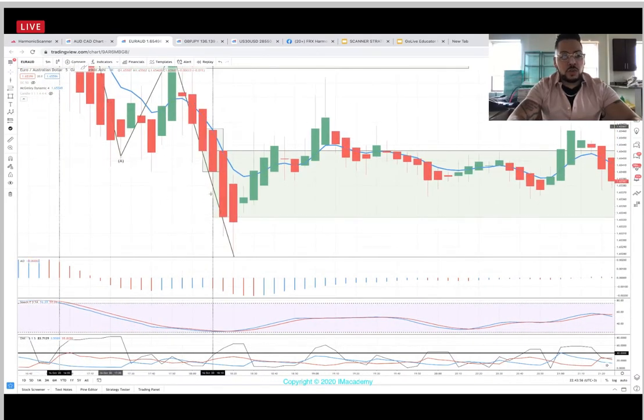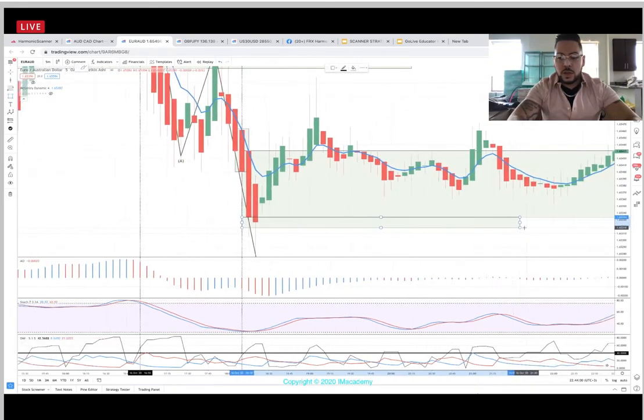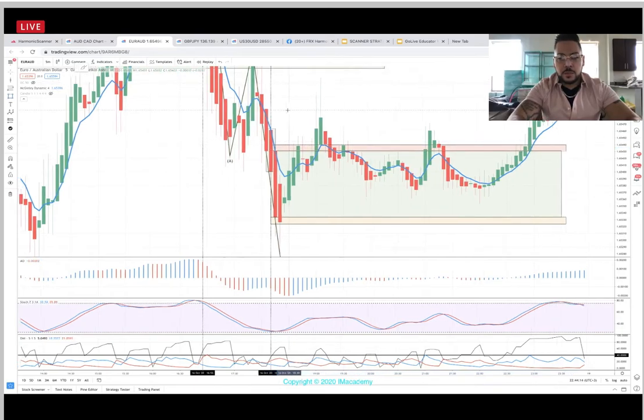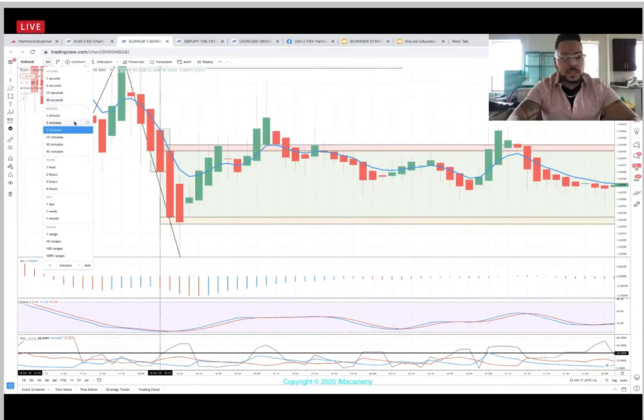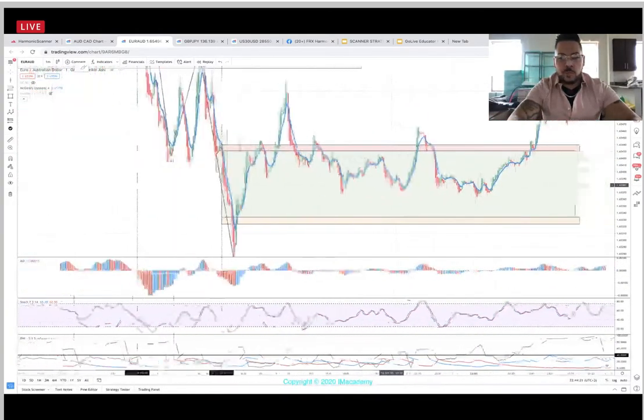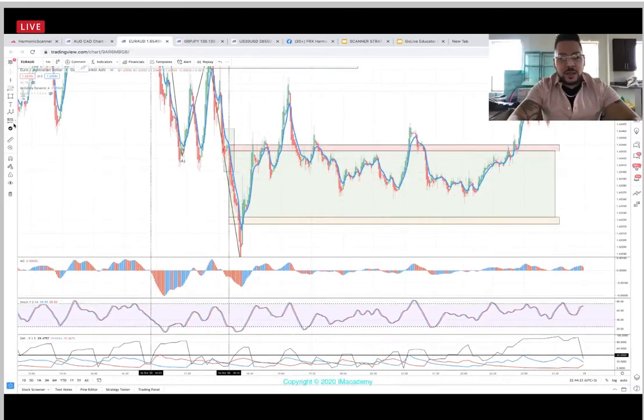Remember the entry. You do not enter the trade if it closes below, and you do not enter the trade if it closes above. Okay? Let's come down over here. You could have entered anywhere in this zone.